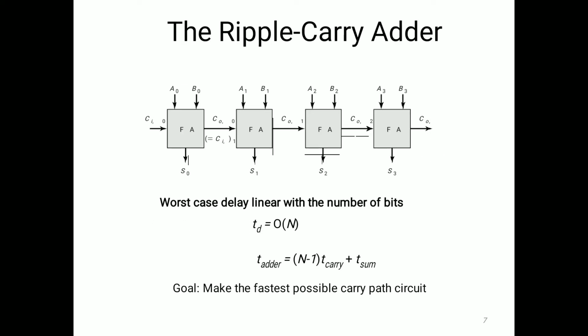So this is the ripple carry adder. For the full adder we are adding a single bit. For the ripple carry adder we are adding multiple bits. For an n bit adder we need n full adders. For a 4 bit adder we need 4 full adders. So this is the total delay of the adder. That's how ripple carry adder TD is equal to O of n. Then T adder is equal to (n minus 1) into T carry plus T sum.